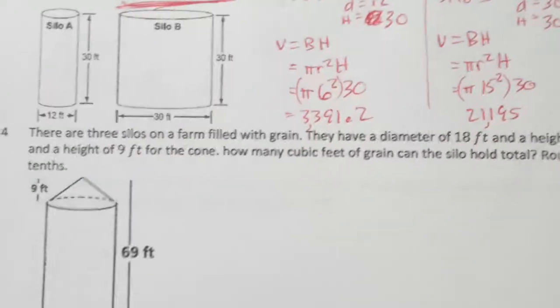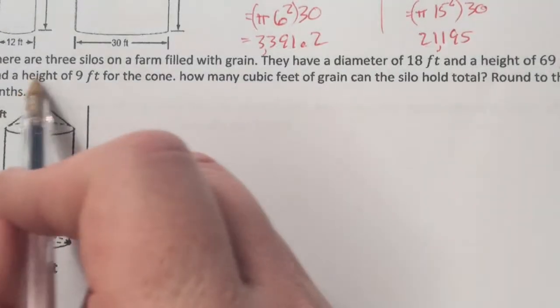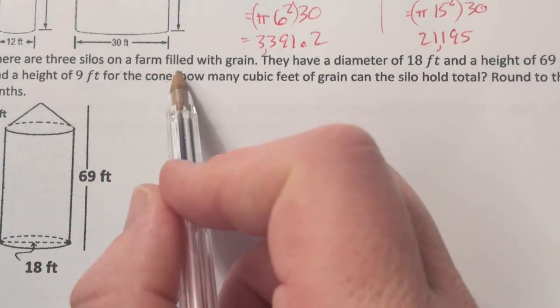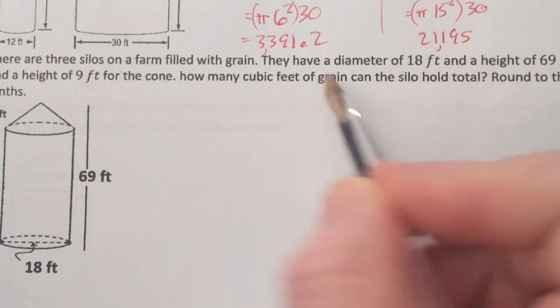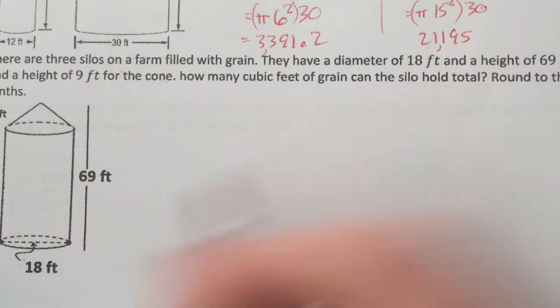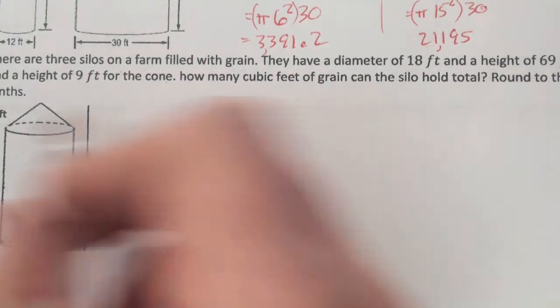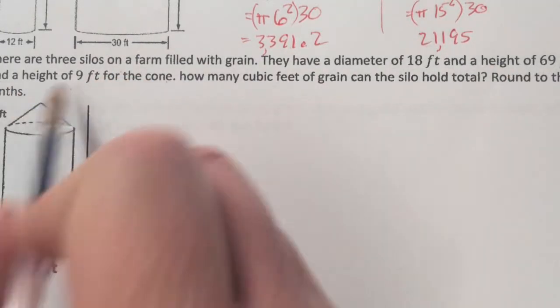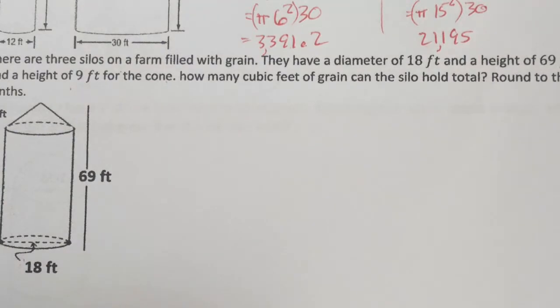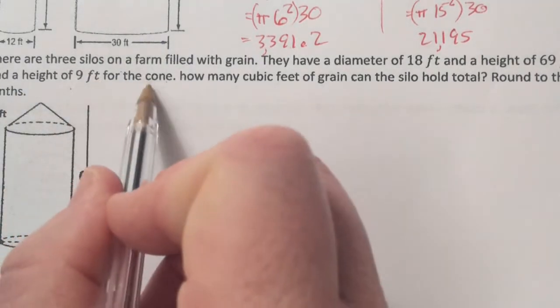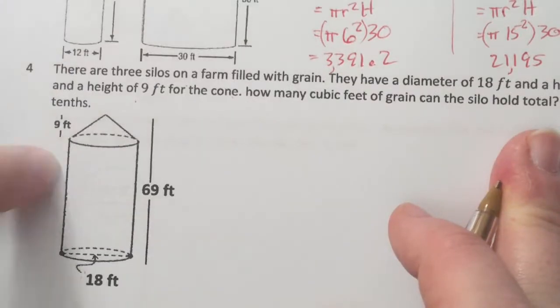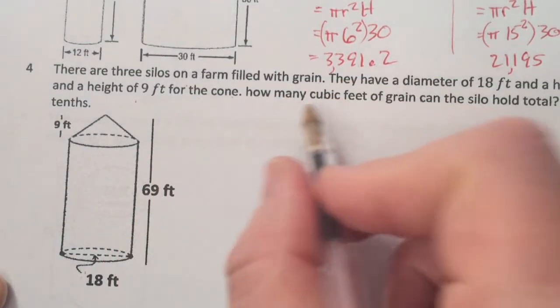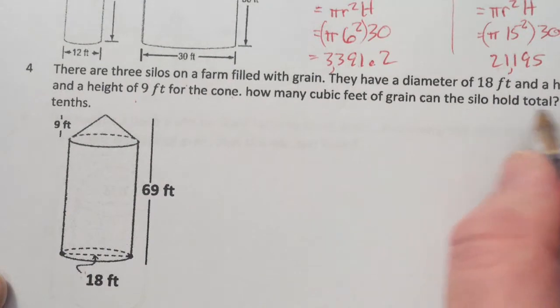All right, and number 4. There are 3 silos on a farm filled with grain. They have a diameter of 18, a height of 69, and the cone has a height of 9. So basically this picture. How many cubic feet of grain can the silo hold?